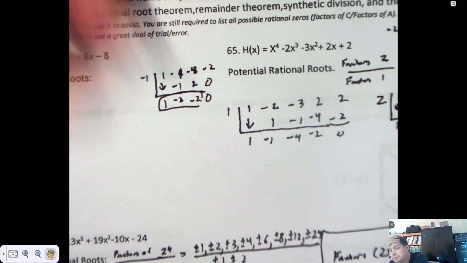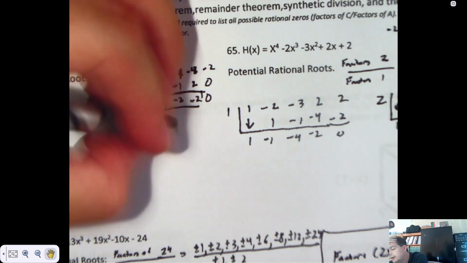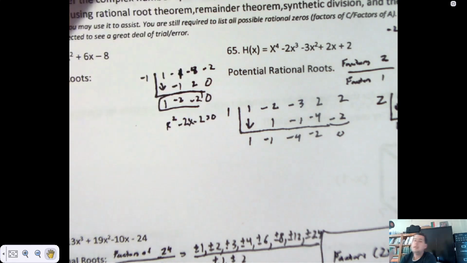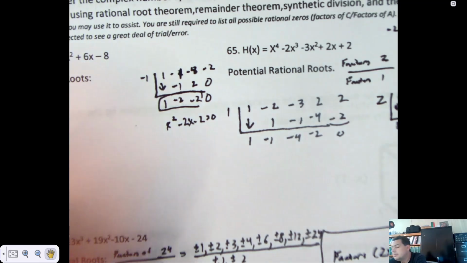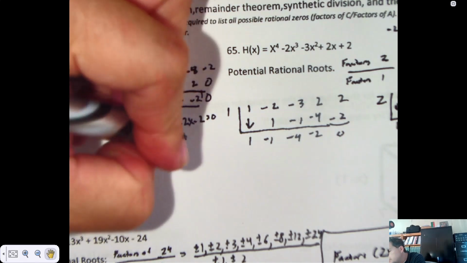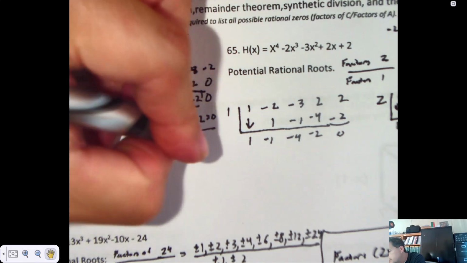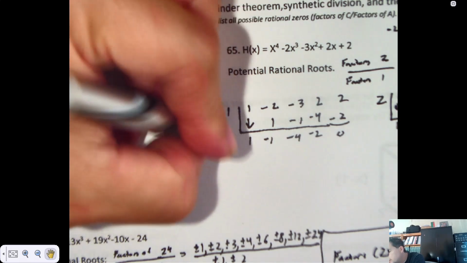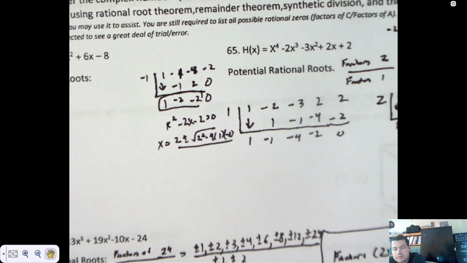This is my reduced polynomial. I have now reduced it down to x squared minus 2x minus 2 being 0. And that thing will not factor. There are no factors of -2 that add to -2. So I get to hit it with the quadratic formula: opposite b plus or minus square root of b squared minus 4 times a, which is 1, times c, which is -2, all sitting pretty over twice a.